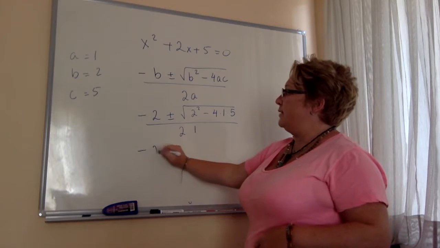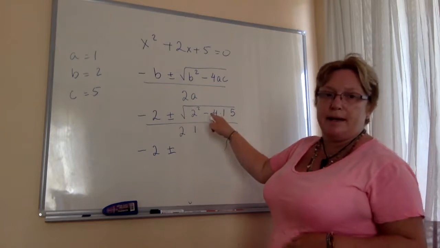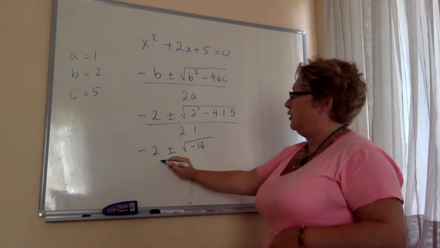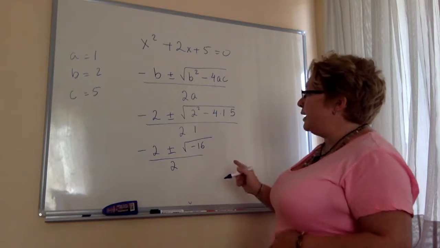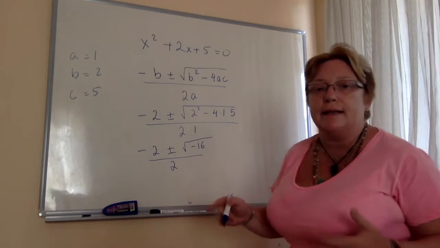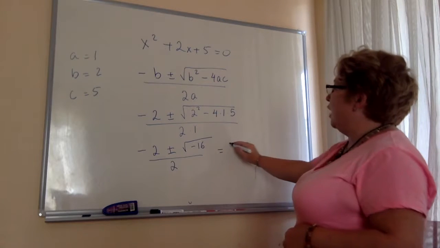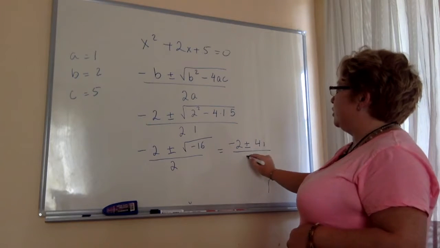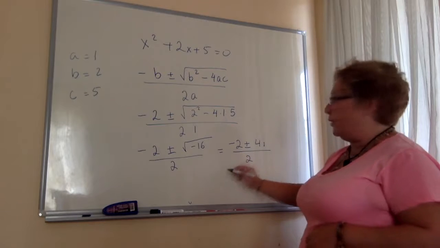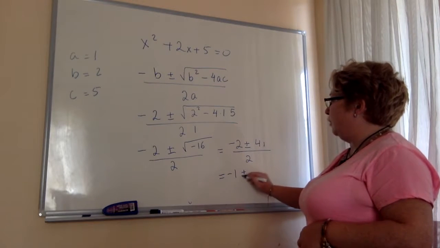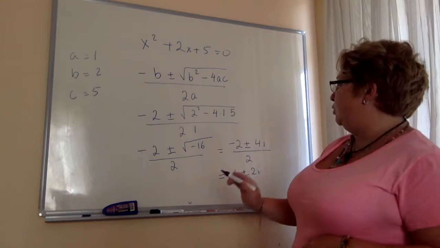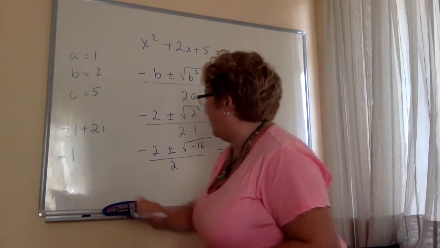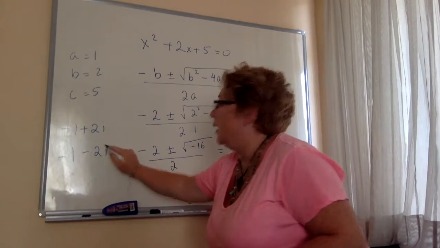Now, when we simplify this, especially the discriminant inside the square root, we get the square root of minus 16 here, all over 2. And then we can say the square root of negative 16 is no other than 4i, so we can say negative 2 plus or minus 4i all over 2. And then we can divide by 2 and we get negative 1 plus or minus 2i. So we have two solutions, negative 1 plus 2i and negative 1 minus 2i.